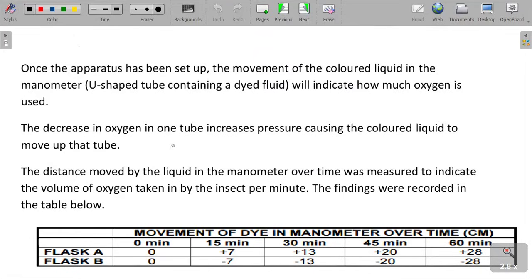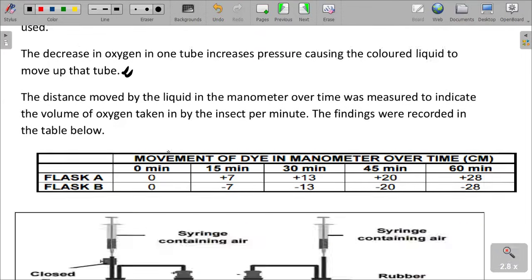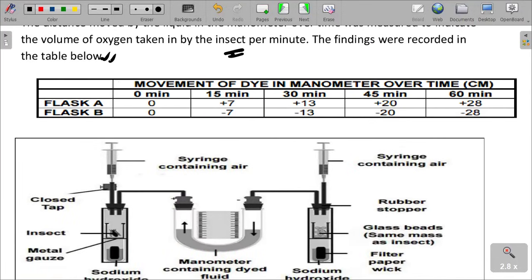The decrease in oxygen in the tube decreases the pressure, causing the colored liquid to move up the tube. So the distance moved by the liquid in the manometer over time was measured to indicate the volume of oxygen taken in by the insect per minute. Findings were recorded in this table, as we can see below. So we are given the movement of the dye in the manometer over time.